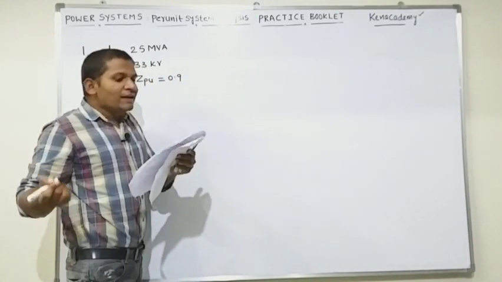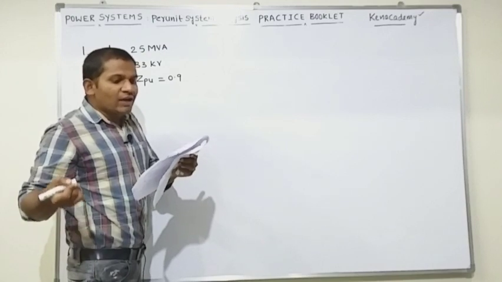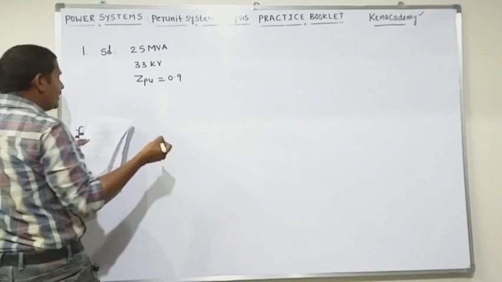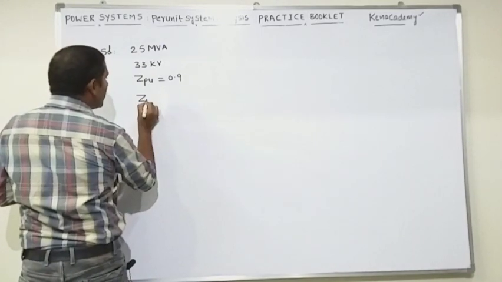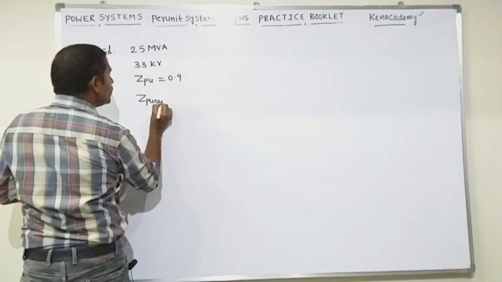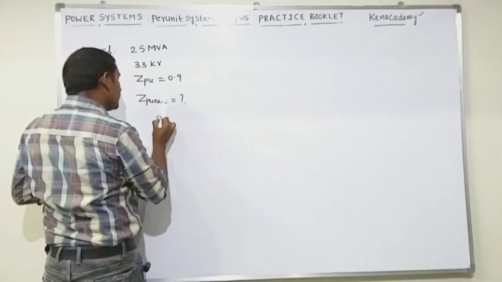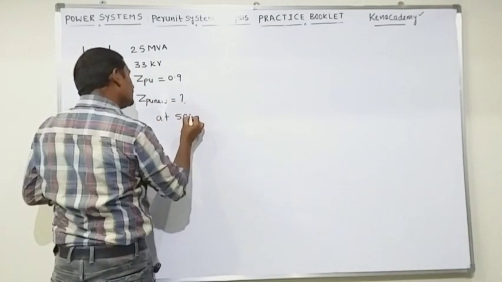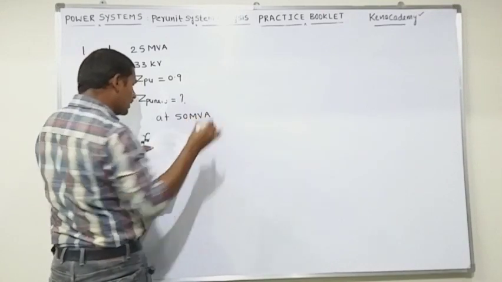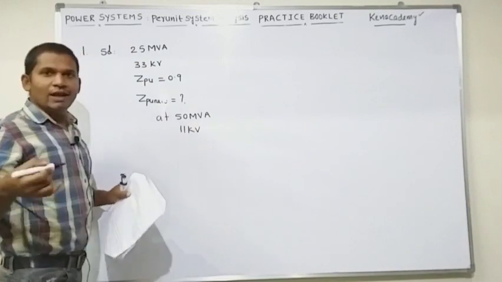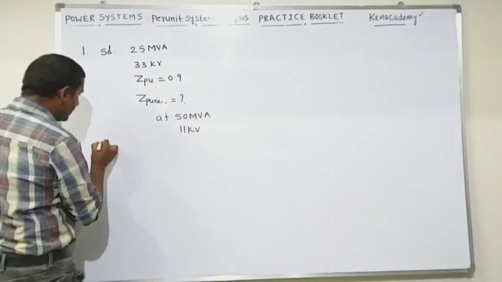At a new base of 50 MVA, 11 kV, the per unit impedance will be dash. You want to find the per unit impedance, Z per unit new, at the new base of 50 MVA, 11 kV. Students, concentrate. You want to find the new value using the formula you know. Then what is the formula?